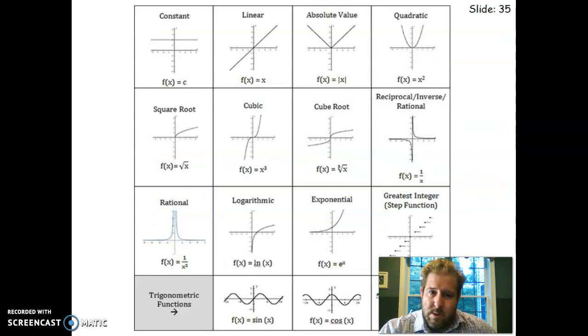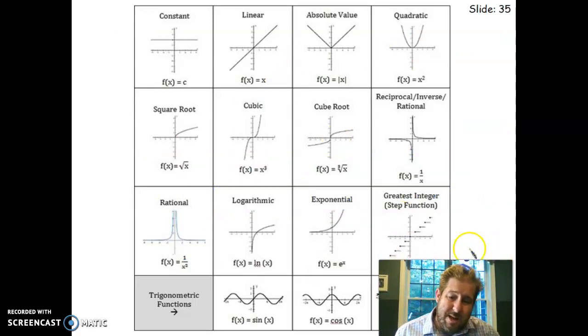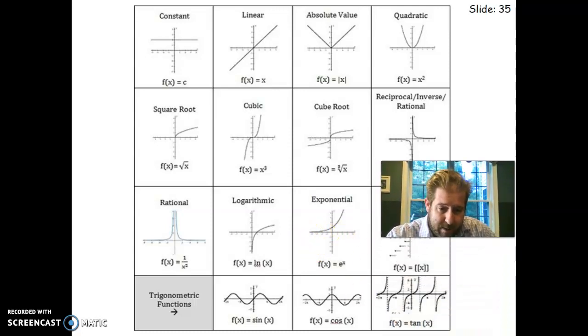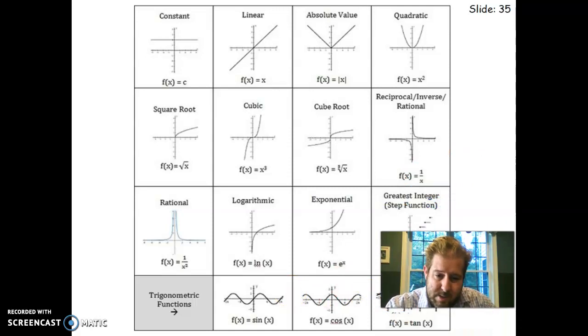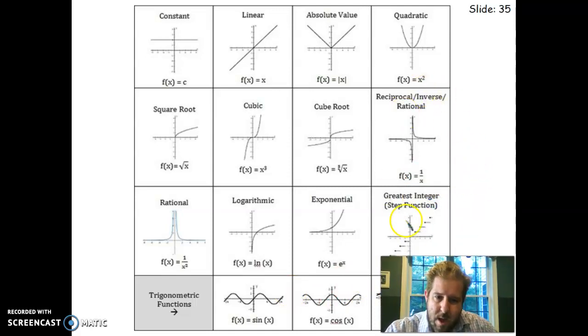All right, so once again, we're talking about all these different parent functions. These are all the ones that you did either in Algebra 1 or Algebra 2 or pre-calculus, I guess, when we see sine, cosine, and tangent primarily. And so this is just what they all should look like, so you should be familiar with them.